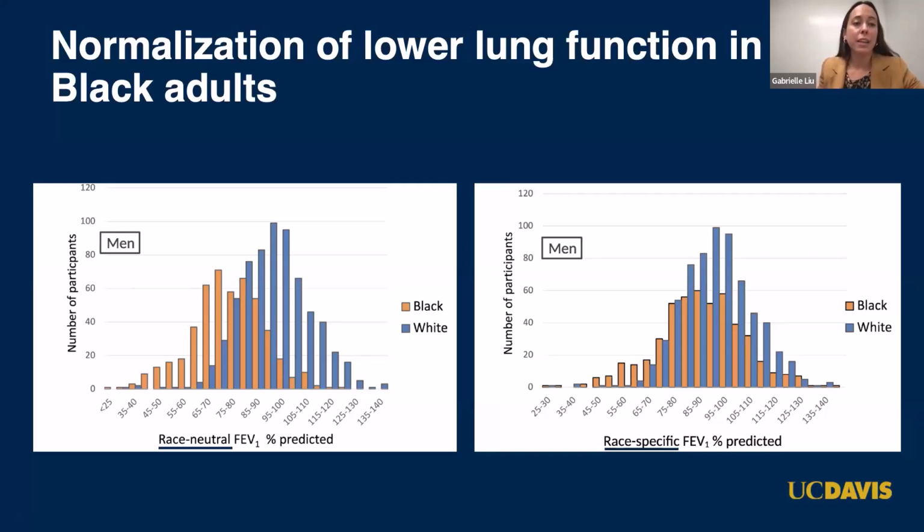And on the left panel, when you compared the histogram of distribution of FEV1% predicted between Black and white men using the same race-neutral equation, you can see that Black adults in this study overall have lower lung function than white adults. However, when we use the race-specific FEV1% predicted equations, you can see that this shifts to the right, shifts up the lung function for Black adults, normalizing their lower lung function, so that now it matches up more closely to white adults in this study.